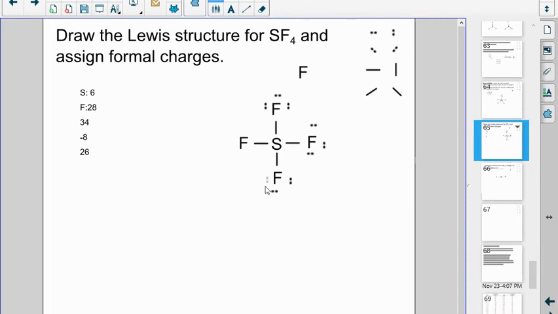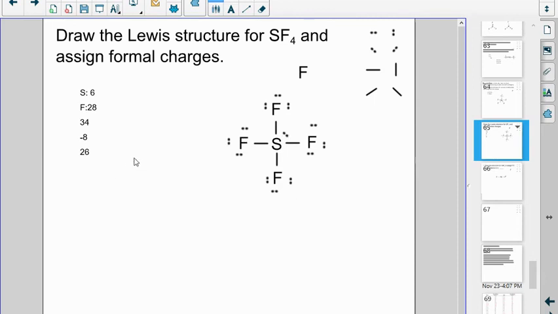I can't put them on the fluorines. The fluorines are too small to have an expanded octet. But the sulfur, bigger than phosphorus, is going to be able to have a lone pair of electrons just kind of stuck right there in the middle.